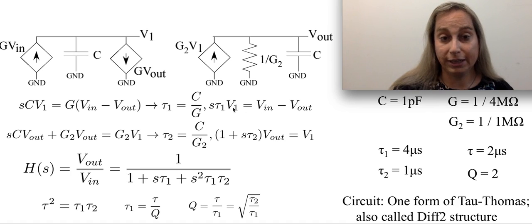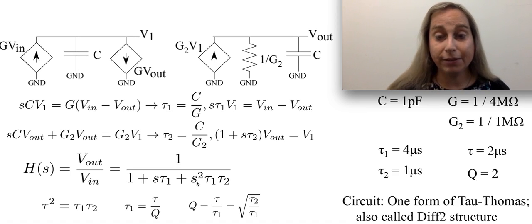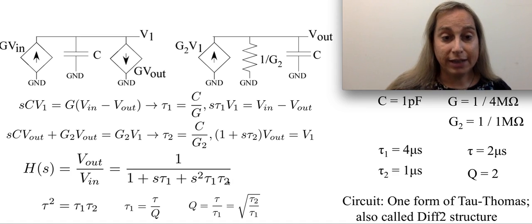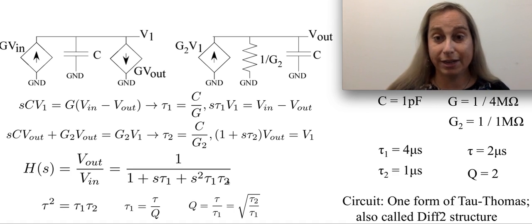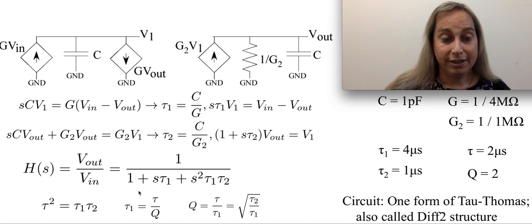I plug V1 directly into here, and I get 1 plus s tau 1 in there, bring the Vout to the other side, rearrange the terms. What I end up getting underneath is 1 plus s tau 1 over s squared tau 1 tau 2. And you think, all right, we're in pretty good shape. Tau squared, so tau is going to be the geometric mean of those two, which is kind of an interesting structure you might imagine there.